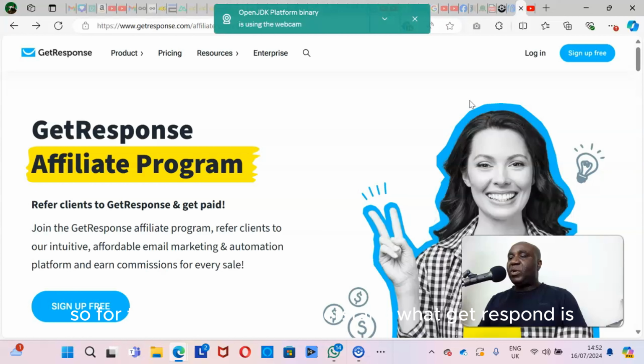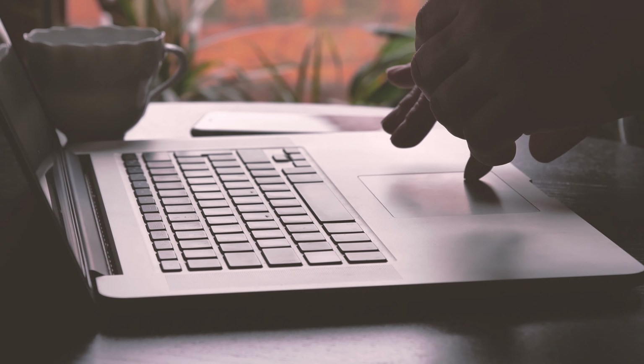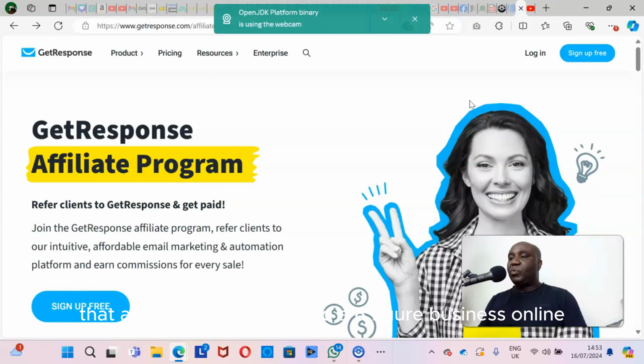For those who do not understand what Getresponse is all about, Getresponse is an autoresponder software that is used for email marketing. It's an affordable email marketing and automation platform that anyone can use to build a six-figure business online.